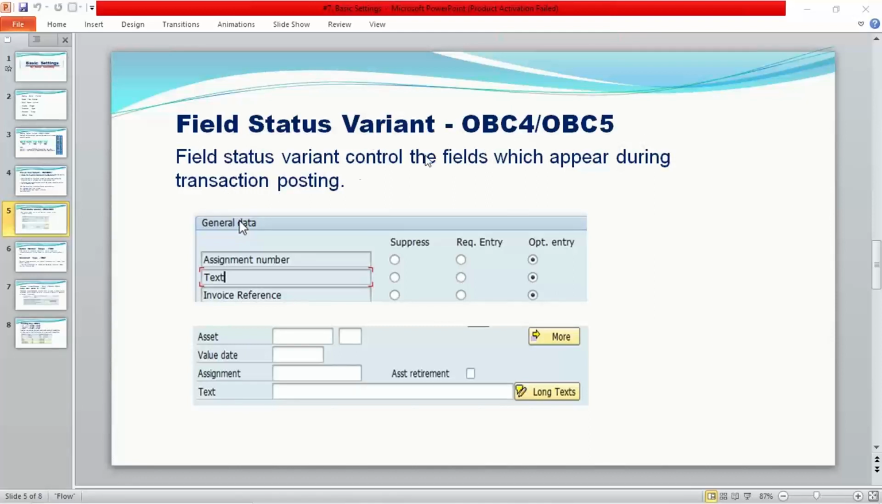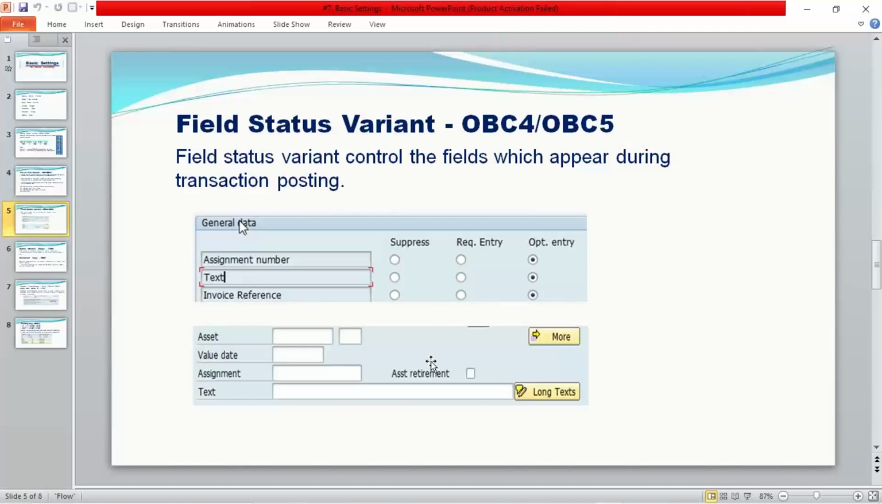So here, field status variant, what is the use of that? It controls the fields which appear during transaction posting. This is the screen of transaction posting. At the time of transaction posting, the screens appear here, and this screen belongs to this field status variant setting. So look at here, guys. Now these changes are going to be done somewhere and the impact will be somewhere.